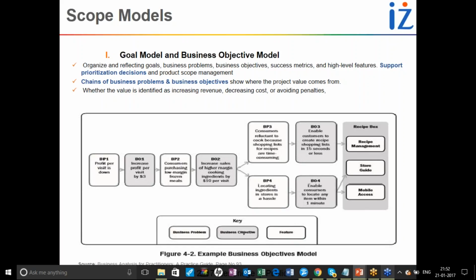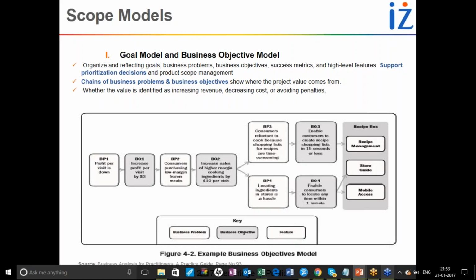Now we have reached the objective which can solve the problem of profit per visit being down. So here the top features which have been identified are recipe management, store guide, and mobile access. After the series of analysis of the problem and objectives, at the higher level you need to see the recipe management, you need to develop a store guide, you need to create a mobile access.